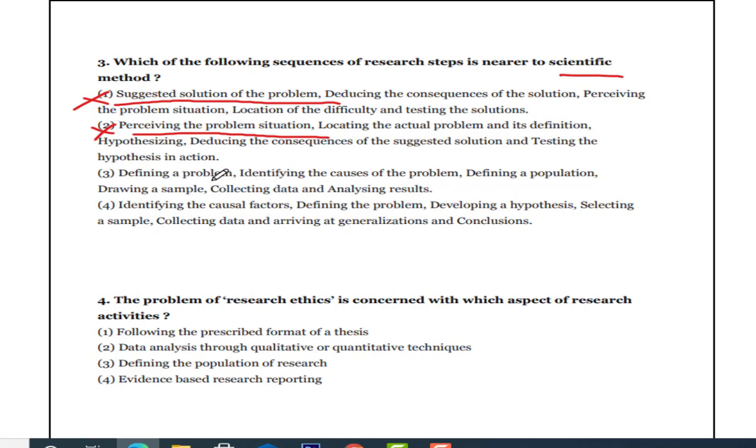So here you can see defining a problem, identifying the causes of the problem, defining a population, drawing a sample, collecting data and analyzing the result. So this one will come. So first of all we have to define the problem. What is the problem? So that we have to write. So option 3, identifying the causal factors, it won't come.